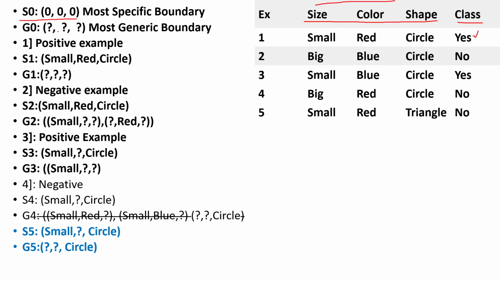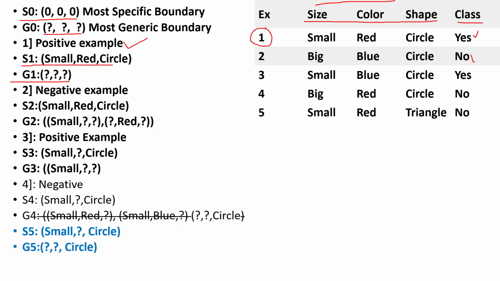The most generic boundary should be initialized with question marks. The first example is a positive example. So earlier it was zeros, and you replace it by the data: small, red and circle. No change for the general hypothesis. We have completed the first data. We'll go for the second one.